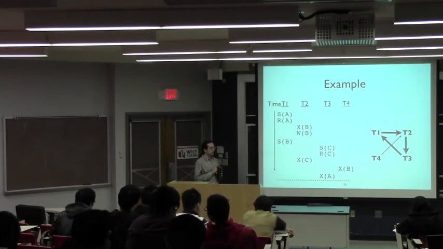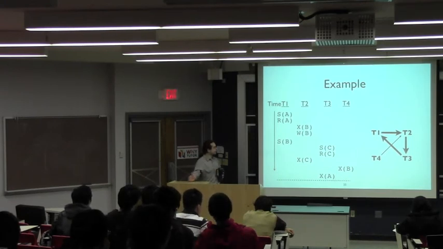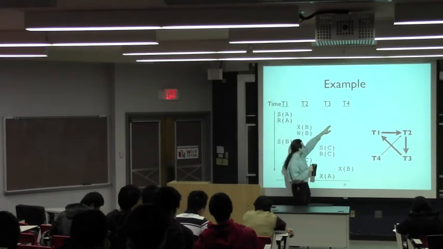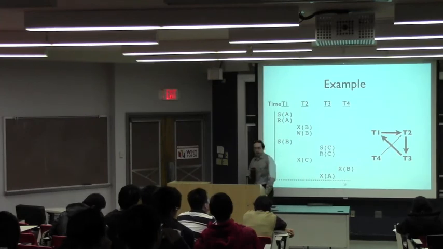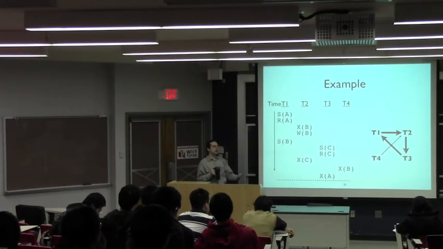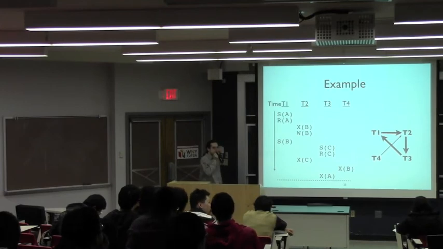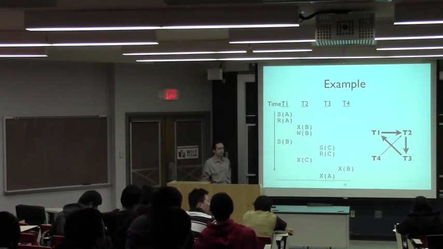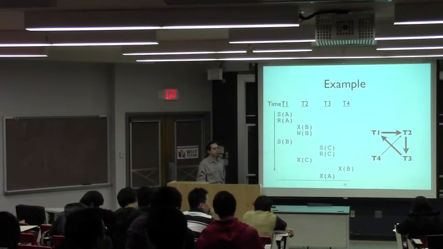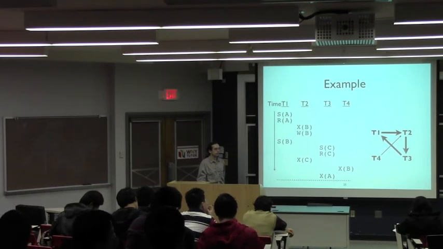If it turns out that another transaction has come along and acquired a shared lock on A, so if T4 were to grab a shared lock on A, then after that point, transaction 1 could no longer upgrade until transaction 4 finished. So before T1 acquired the exclusive lock and released the shared lock, if another transaction came and acquired a lock on A, then transaction 1 is now waiting for that other transaction to release its shared lock.